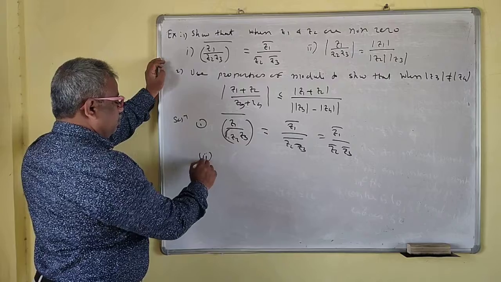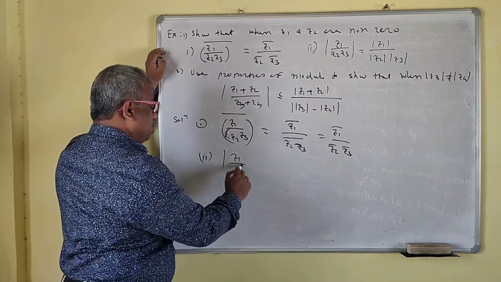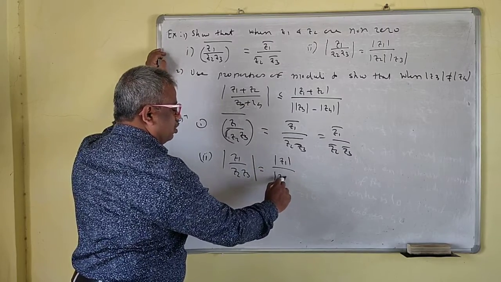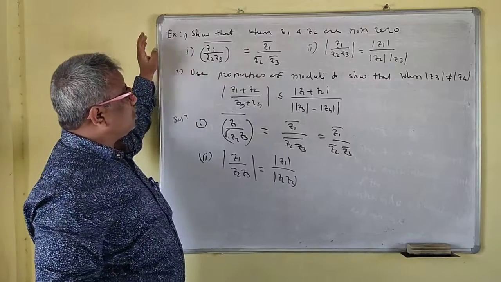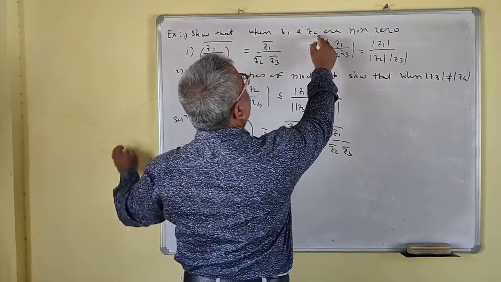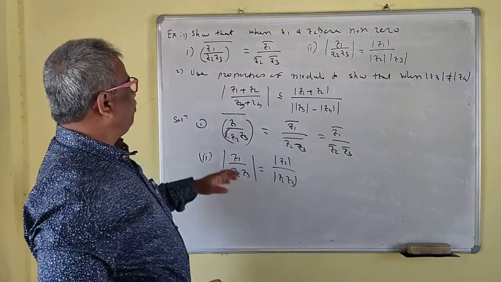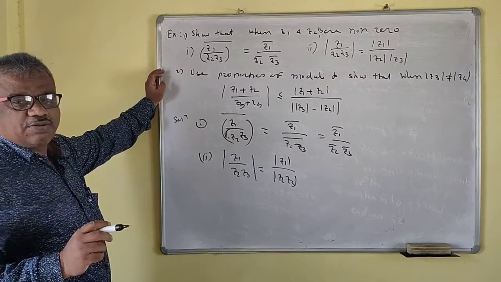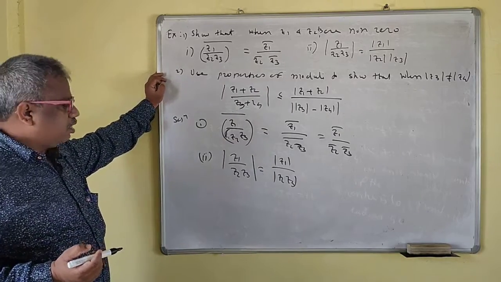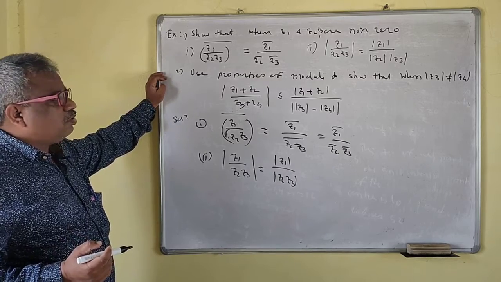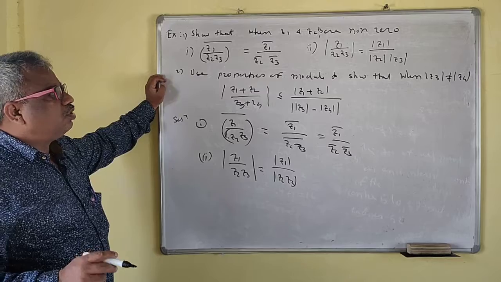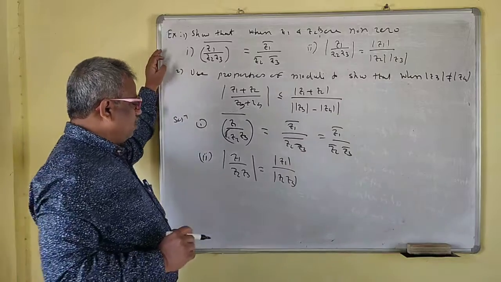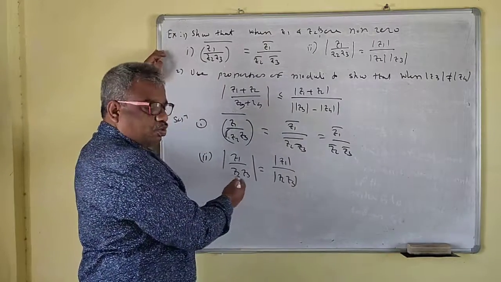Okay, the second one now. Mod of Z1 upon Z2, Z3. This is the same as mod of Z1 upon mod of Z2, Z3. Actually, Z2 and Z3 being non-zero is enough here, since Z1 is not in the denominator. Z1, Z2, Z3 are non-zero complex numbers, but instead of that, we may say that Z2 and Z3 are the non-zero complex numbers. Whatever the Z1 is, Z2 and Z3 should not be zero.